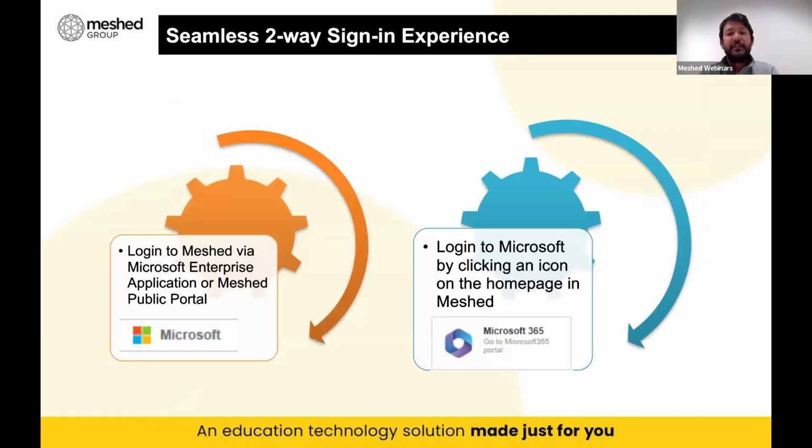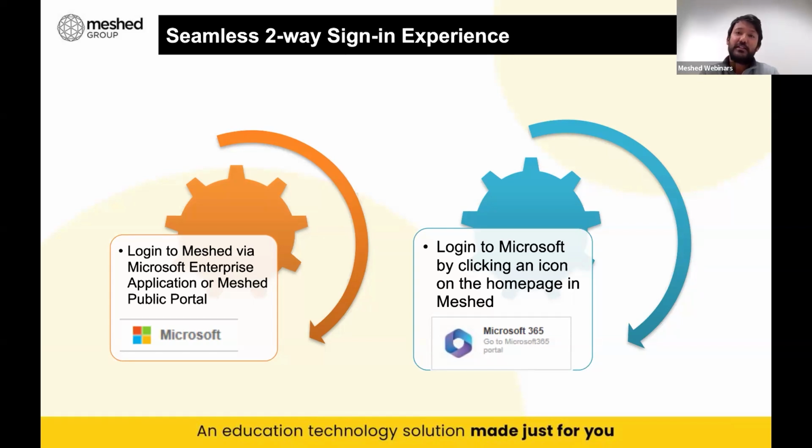In terms of sign-in experience, let's say the user wants to go to Microsoft first, and they want to log in there. They can come to Mesh system using the Microsoft Enterprise application. They will see the Mesh app in the list of the applications in Microsoft Office 365, and then they'll simply click that icon and log into Mesh system. It's easy as that. Or they can come to the usual Mesh public portal login, click the Microsoft login icon, and then they will be logged into Mesh system using their Microsoft details.